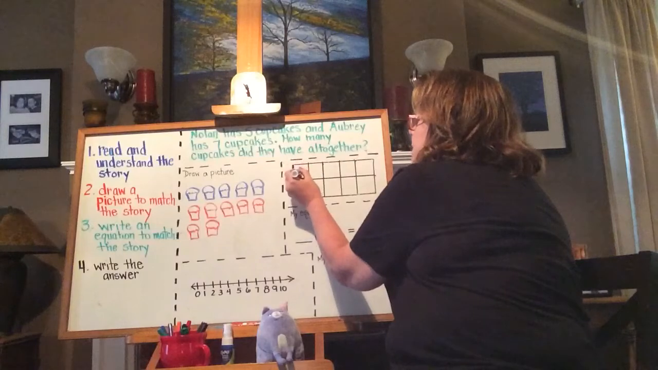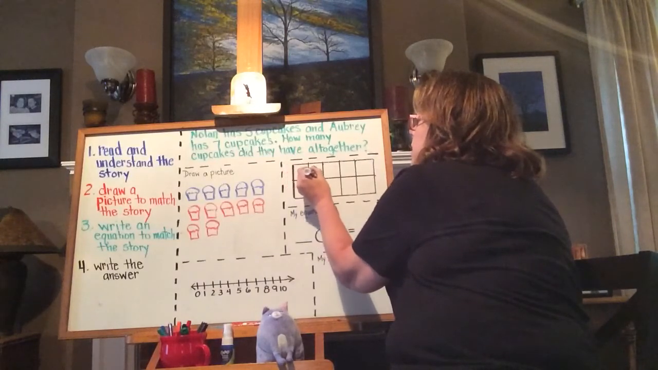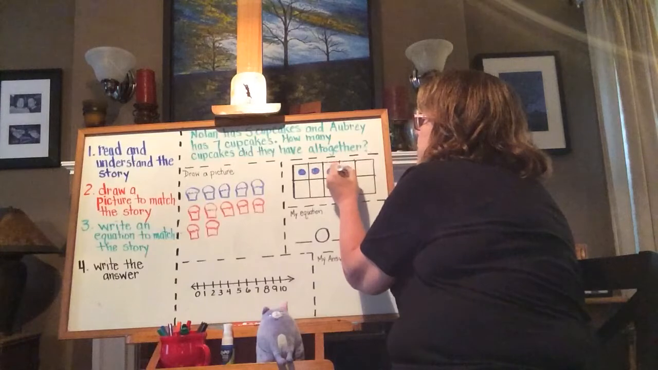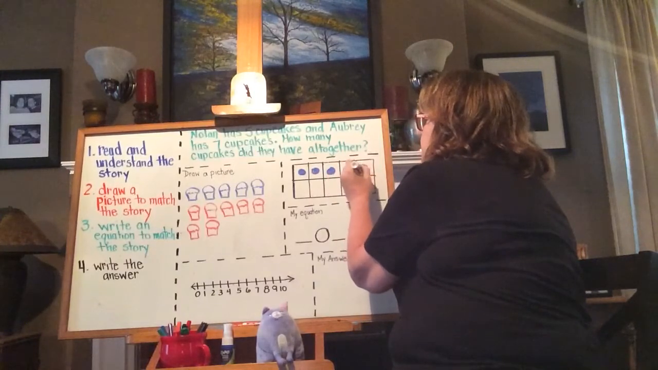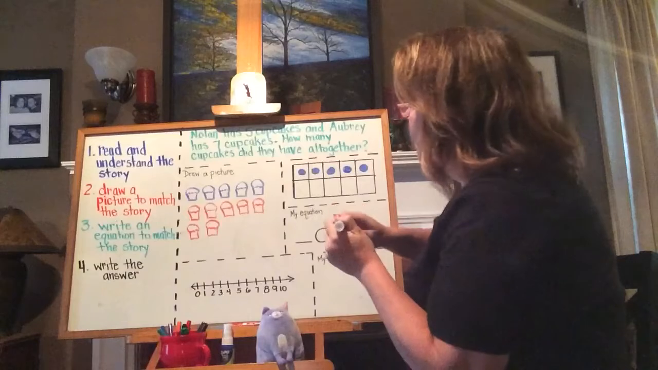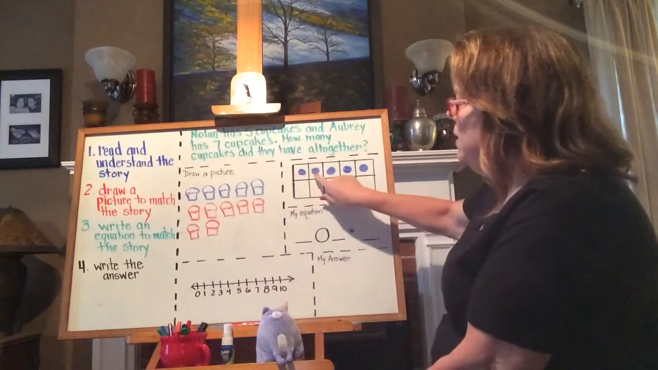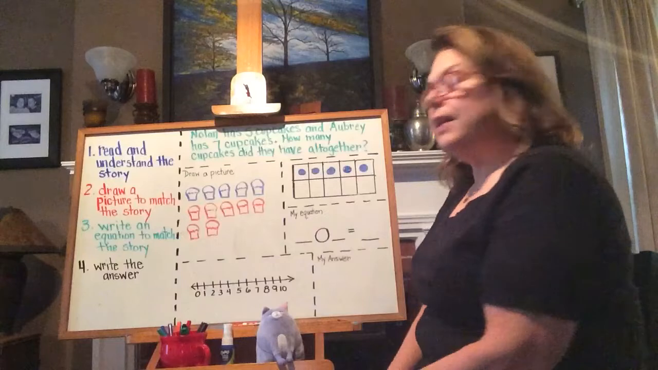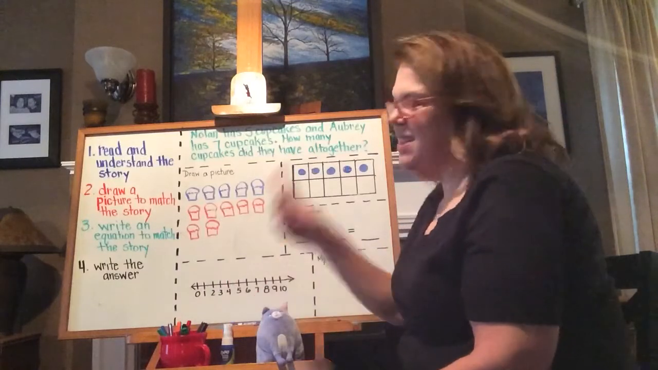I'm going to do 5. I'm going to do 1, 2, 3, 4, 5. And let's go back and count to make sure I did my 5. Ready? Count with me. 1, 2, 3, 4, 5. Good. So now I need to draw Aubrey's cupcakes, and she has 7 cupcakes.